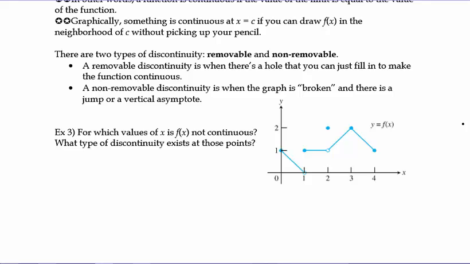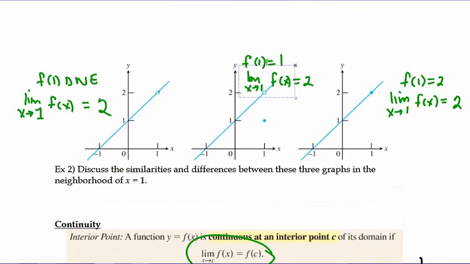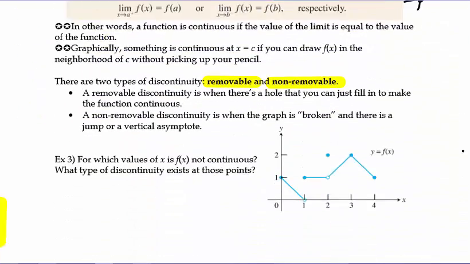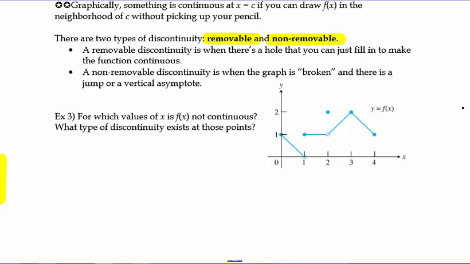Now, what kind of discontinuities are there? Well, there's actually two different kinds of discontinuities. There are removable discontinuities, and non-removable discontinuities. A removable discontinuity is when there's a hole you can just fill in to make the function continuous. Up here, this thing right here is a removable discontinuity. So is that. Doesn't matter if there's a point outside. If there's a hole, just a hole, and then the graph continues unabated after that, that's removable. However, if it's anything bigger than that, if it's a break in the graph, if it's an asymptote, then it's a non-removable discontinuity. So when the graph is broken and there's a jump or a vertical asymptote.